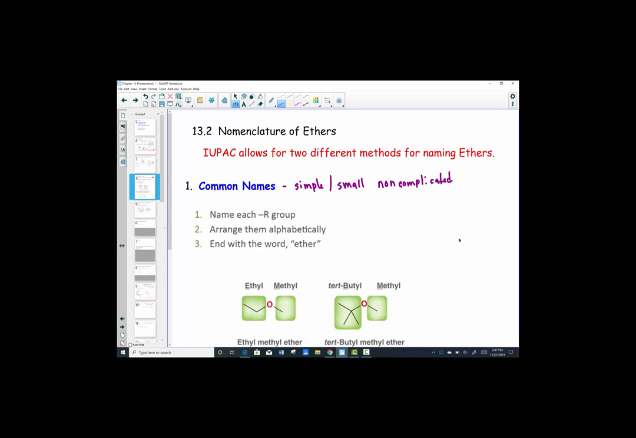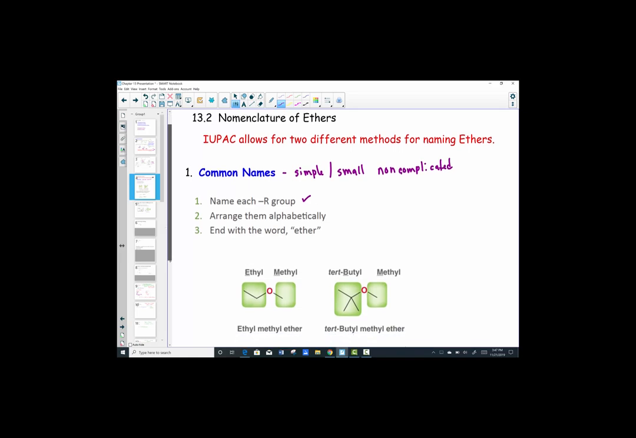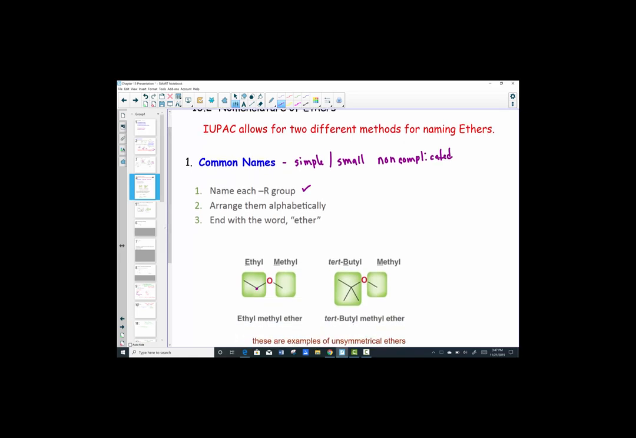So for instance, if I look at an ether and I can quickly name the small substituent groups, a common name works quite well. We simply name each of the R groups, is it methane, ethane, propane, butane, and so forth, arrange them alphabetically, and end it with the word ether. So with this example, I notice that the ether linkage is the oxygen in red.